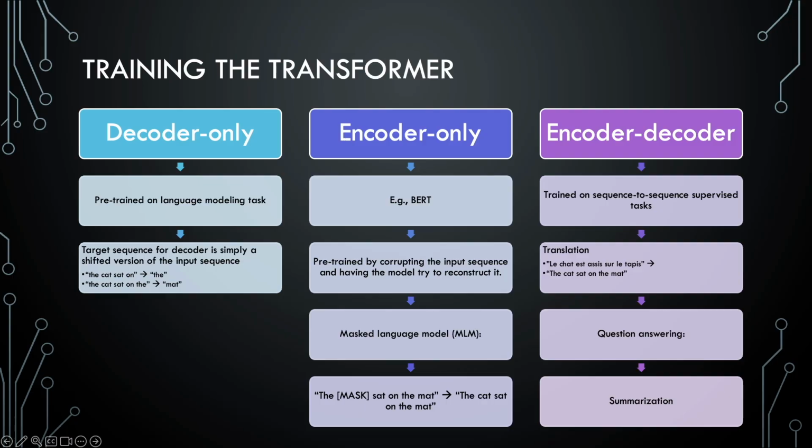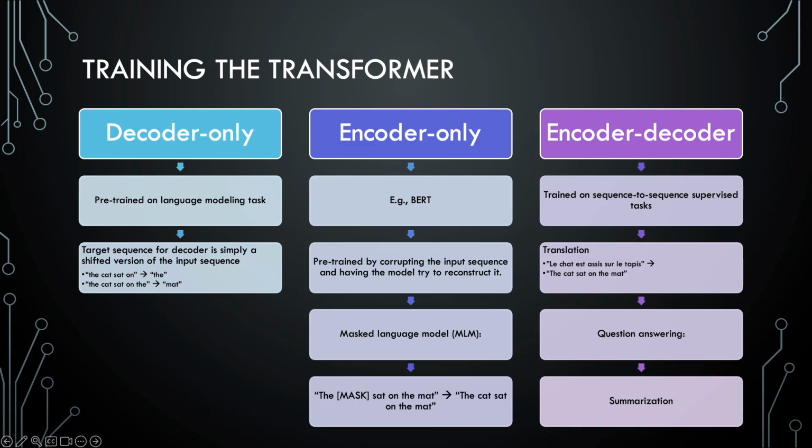There are three main categories of transformer architectures. First, we have decoder-only models, such as the GPT series. These are pre-trained on language modeling tasks, where the target sequence is a shifted version of the input sequence. For example, if the input is "the cat sat on", the target would be "cat sat on mat".